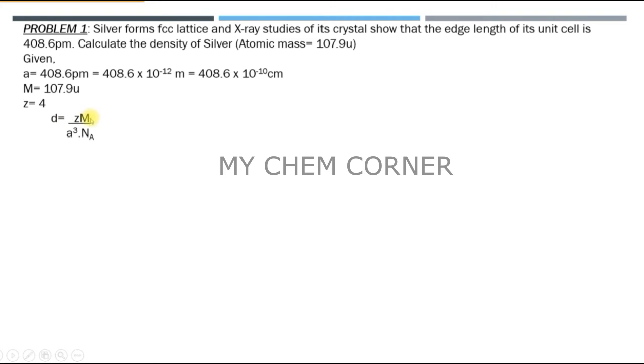So we have Z value, we have M value, we have A value, which has to be cubed, and we have Na, which is a constant. Now the next one is we will just substitute it directly. Z is equal to 4 into molar mass divided by, we need to cube this entire A value along with the power, into the Avogadro's number. So first what you will do in the calculation is you need to cube this and then do your further calculation. Now when you solve this completely, your answer here is going to be 10.55 gram per centimeter cube. So this is going to be your value for this particular problem.